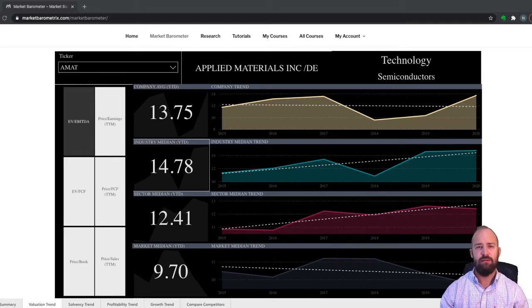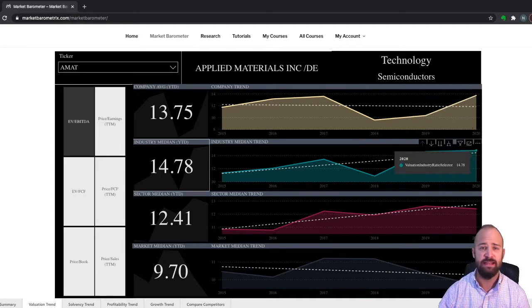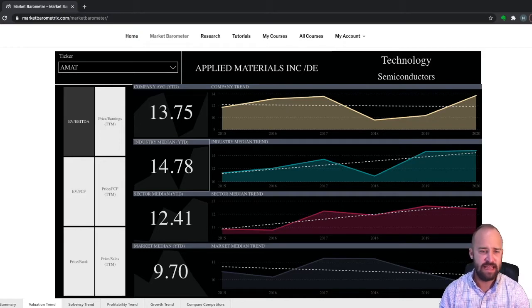So let's figure out if we can find a reason as to why it's more expensive and if that higher valuation is justified. And we also need to put that in the context of its industry peers. So Applied Materials is pretty expensive right now relative to itself over the last couple of years, but it's actually cheaper than the industry median as far as EV over EBITDA is concerned, with a year-to-date average reading of 14.78 for the semiconductors industry.